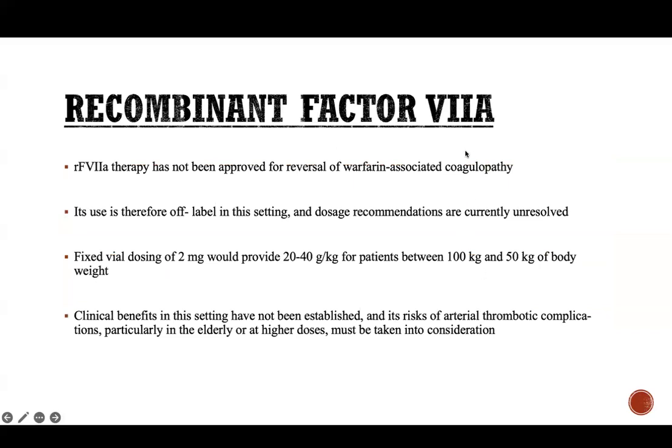Now, recombinant factor 7A. This is a new one. It is still off-label, and the dosage recommendations are currently unresolved. Generally, the dose they say is a fixed dosing of 2 mg, which will provide 20 to 40 micrograms per kg for patients between 100 kg and 50 kg of body weight. Clinical benefit in these settings has not been established, and there is a high risk that this recombinant factor 7A can cause arterial thrombotic complications.